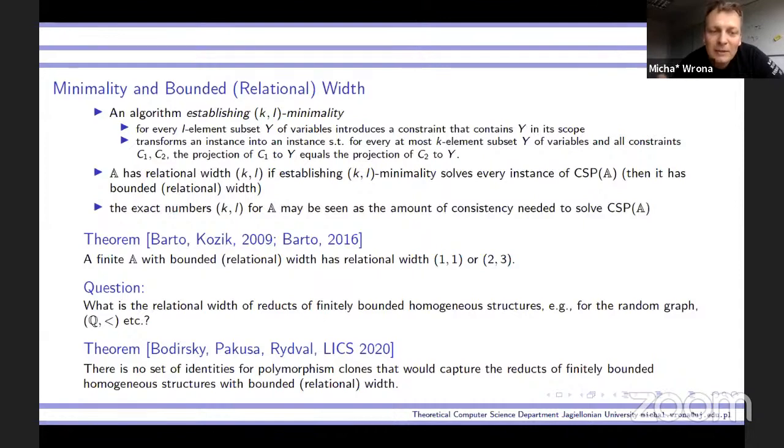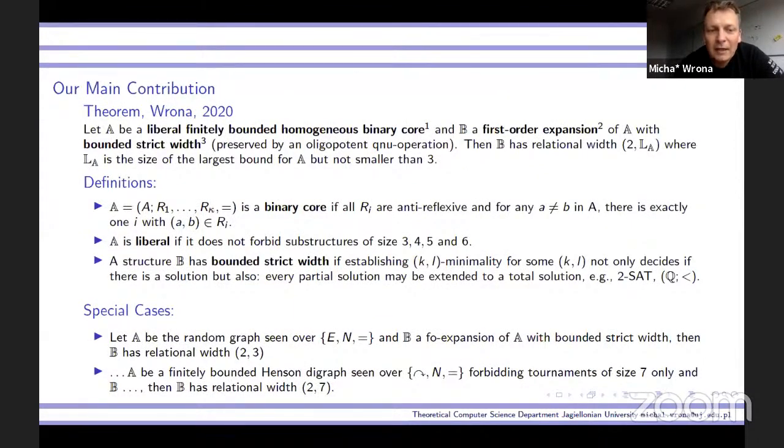So we can also ask about this exact characterization of this amount of consistency, of these numbers K, L. But when I was working on this question, there was no algebraic characterization, and now it's known that there is none at all. So this is why I looked at structures with a bit stronger condition, which are structures with bounded strict width. So this minimality algorithm not only solves the template, but also if this template is already minimal, then every partial solution can be extended to a total solution. If you listen to the talk by Libor Barto on Wednesday, then he called these templates great.